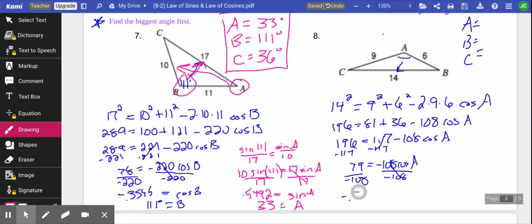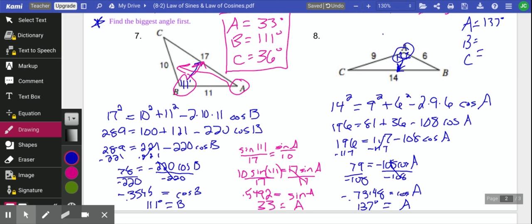So we get negative 0.73148. And you're going to do inverse cosine of that number. And that makes angle A 137 degrees. Now that we know that this is 137, we now have a pair, so we can switch over and do law of sines.